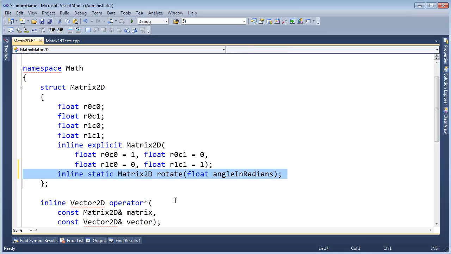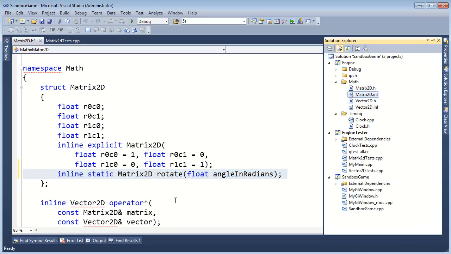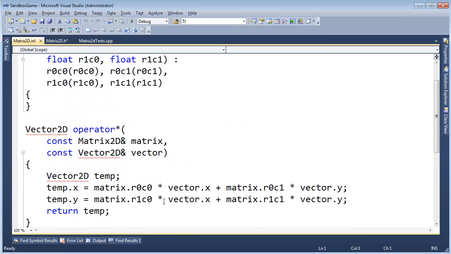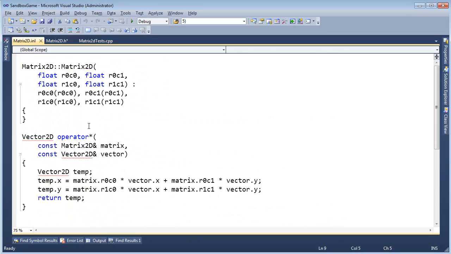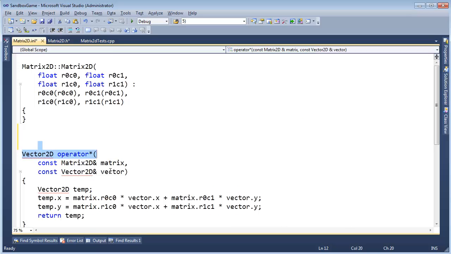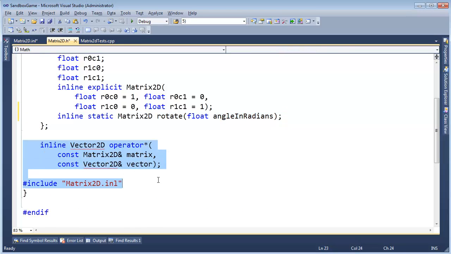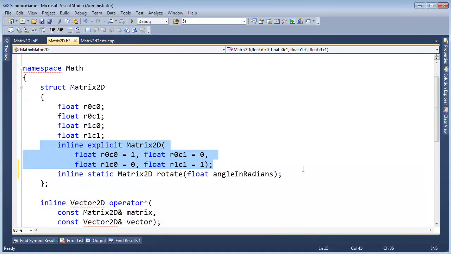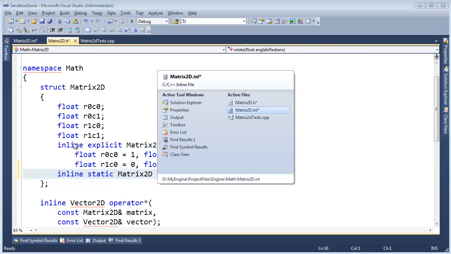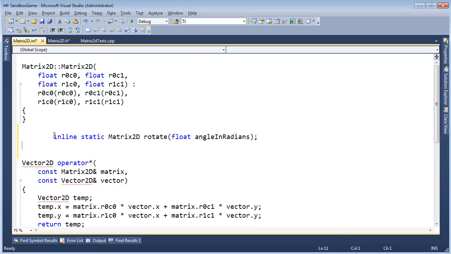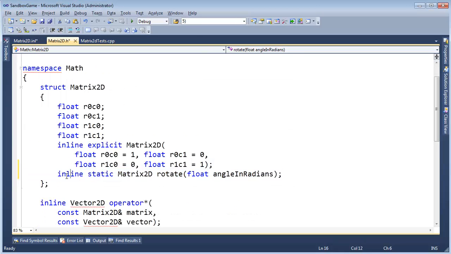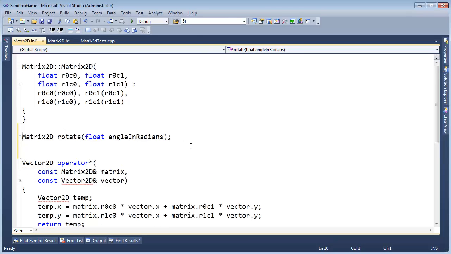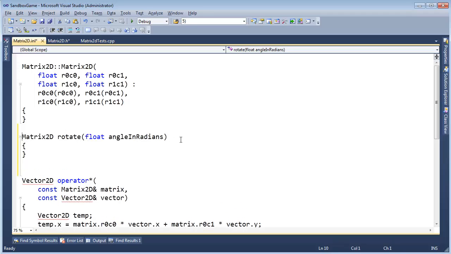Let's go implement this. In matrix2d.inl, just for consistency, I think I'm going to place it right here between the constructor and the operator. Remember, the operator is a non-member operator right here, and the constructor is a member. I've tried to organize this code such that here's the constructor, here's some helper functions. So we'll try to be consistent in our implementation file as well. I no longer need to say inline nor static. I declared the function as inline and static right here. Rotate, angle in radians. I do need to add scope though, like so.